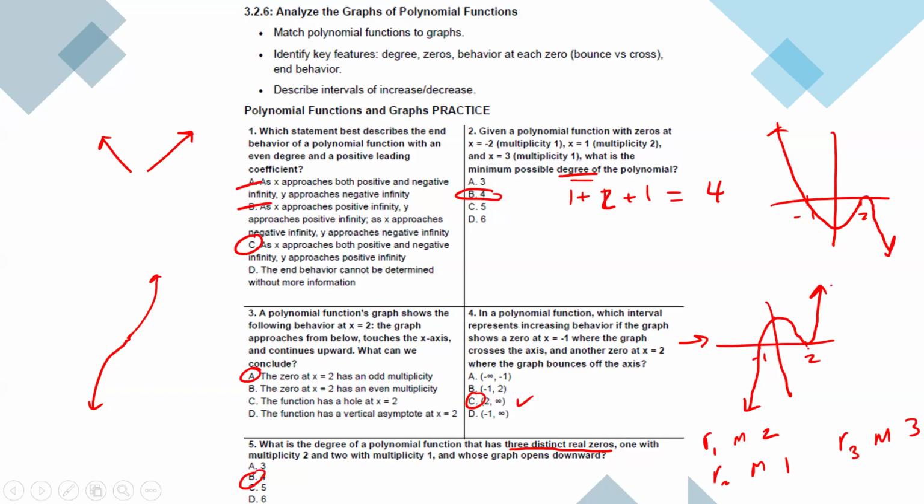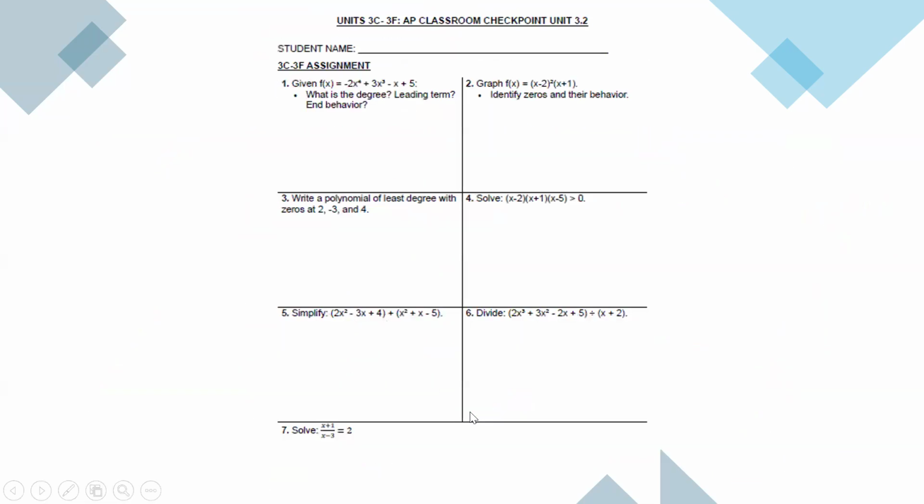All right, so this is our Fast and Furious polynomials and rationals. This is the extra credit makeup assignment if you need it. So you would complete this and you can upload the picture to Canvas, or you can turn the paper in to class. And that's it.